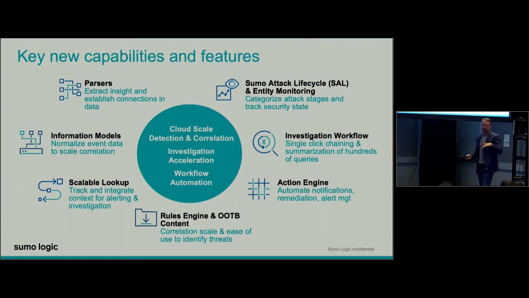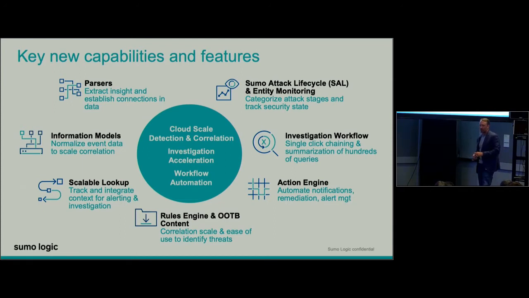Information models, although not as prominent in this demo, will be a way for us to automatically normalize all of the information coming in so you can write your correlation rules and set up your alerts abstracted from the details of individual vendors and individual clouds.